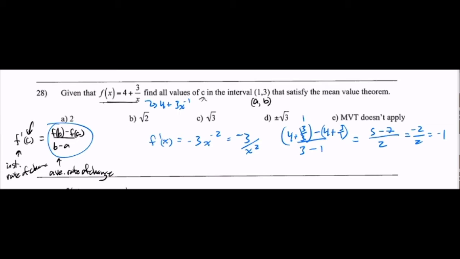So we need to know where negative 3 divided by x squared equals negative 1. So we start solving. We multiply both sides by x squared.